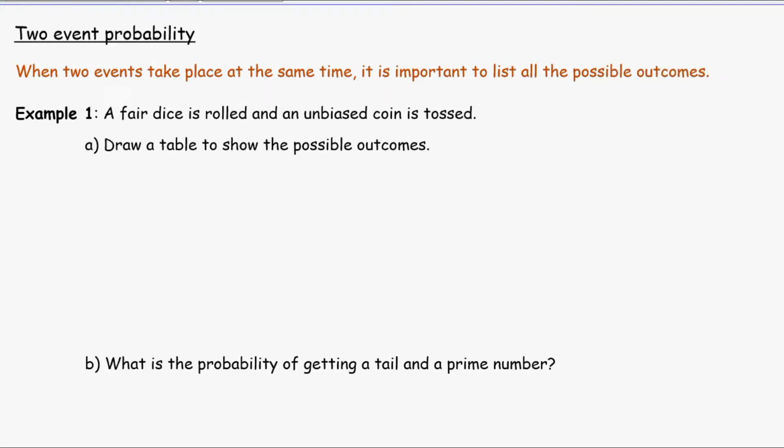When two events take place at the same time, it's important to list all the possible outcomes. Now, example 1: a fair dice is rolled and an unbiased coin is tossed. Draw a table to show the possible outcomes. So we have two things that are happening here, and you're going to draw a table to represent the possible outcomes.